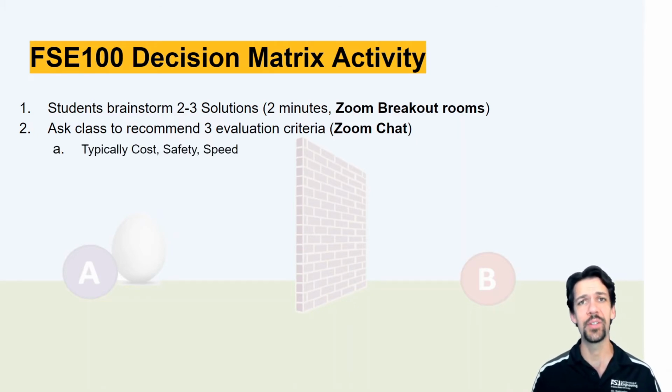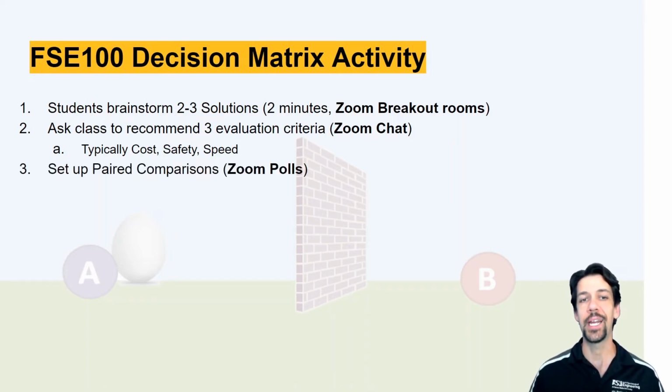Right, so typically the students answer with cost, safety, and speed. Cost being the implementation cost, the running cost, and maintenance cost. Safety, how many eggs and how safe are they to eat at the end of the travel at point B, and then speed, how fast can we deliver eggs from point A to point B.